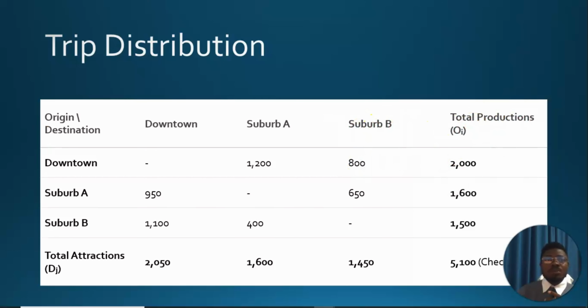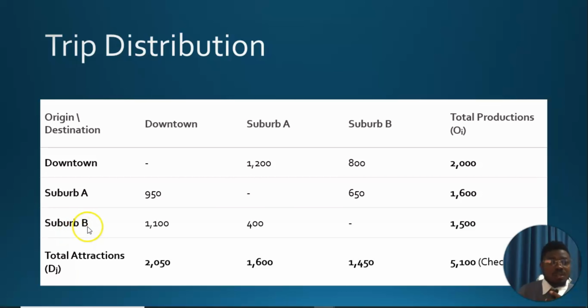So that means the total production of movement within downtown, having the origin of downtown, is about 2,000. Then for suburb A, that is to downtown, is 950. There won't be anything here because there can't be a movement from suburb A to suburb A. So then we have suburb A to B, we have 650. The addition of these two will give us 1,600 as our total production.